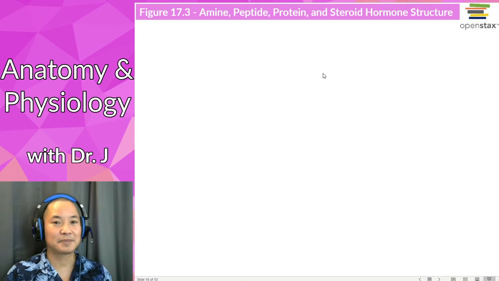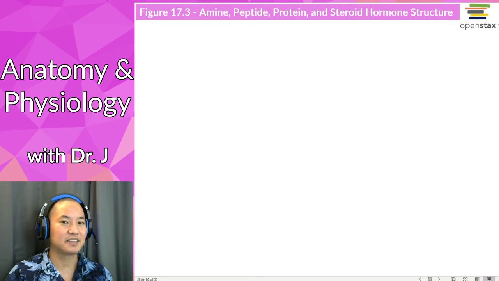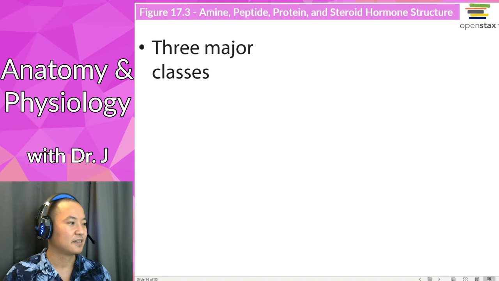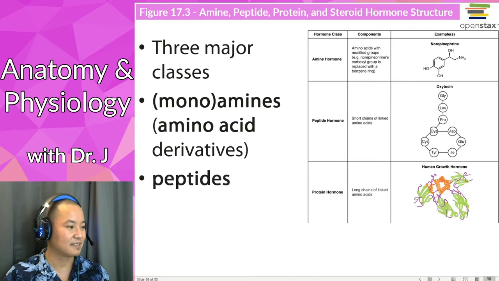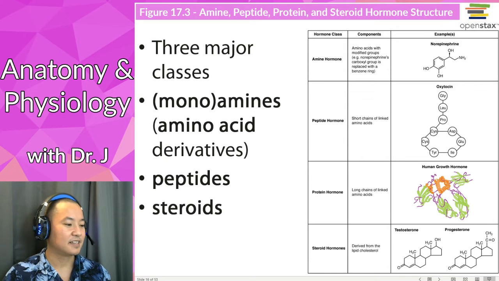Now, remember from last lecture, we talked about 3 general classes of hormones. So we have our monoamines, which are hormones made from a single amino acid. But when you have multiple amino acids linked via peptide bonds, those are polypeptides. So this is what we have with our peptide hormones. And then we have our steroid hormones, and these are all made from cholesterol.